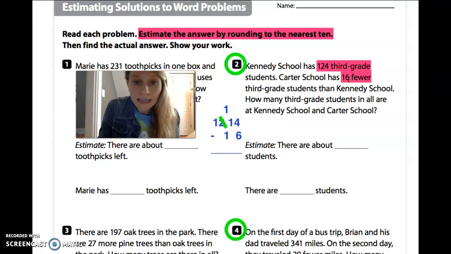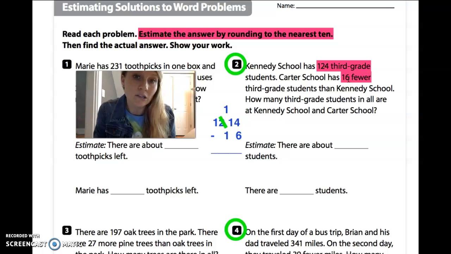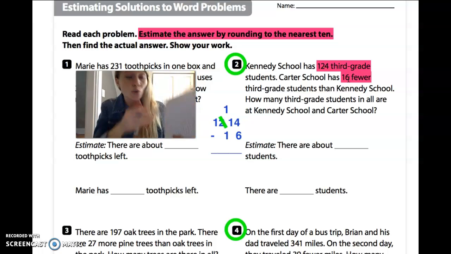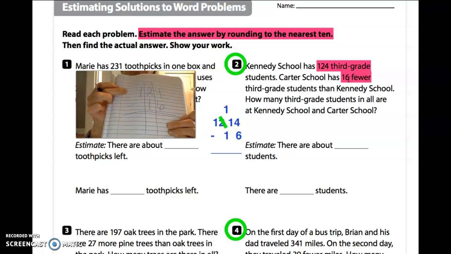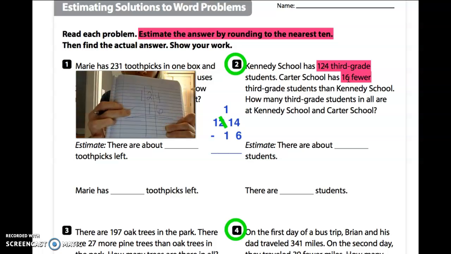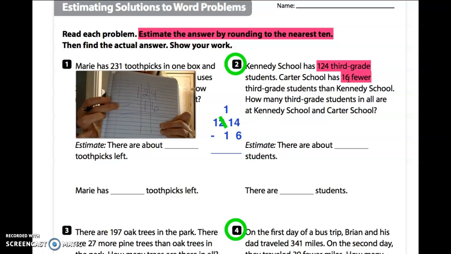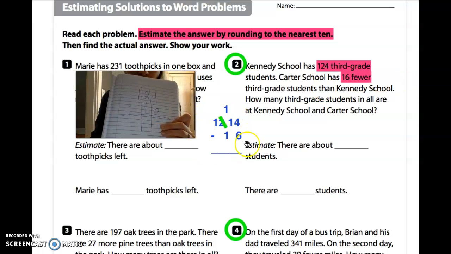So first of all, we can't just do 124 plus 16 because Carter does not only have 16 students. We need to figure out how many kids go to Carter School. So we know there are 124 at Kennedy, but we don't know how many at Carter. So we're going to have to do 124 minus 16. And I tried to show you on my computer screen here how, first of all, we can't do 4 minus 6, so we got to go next door.